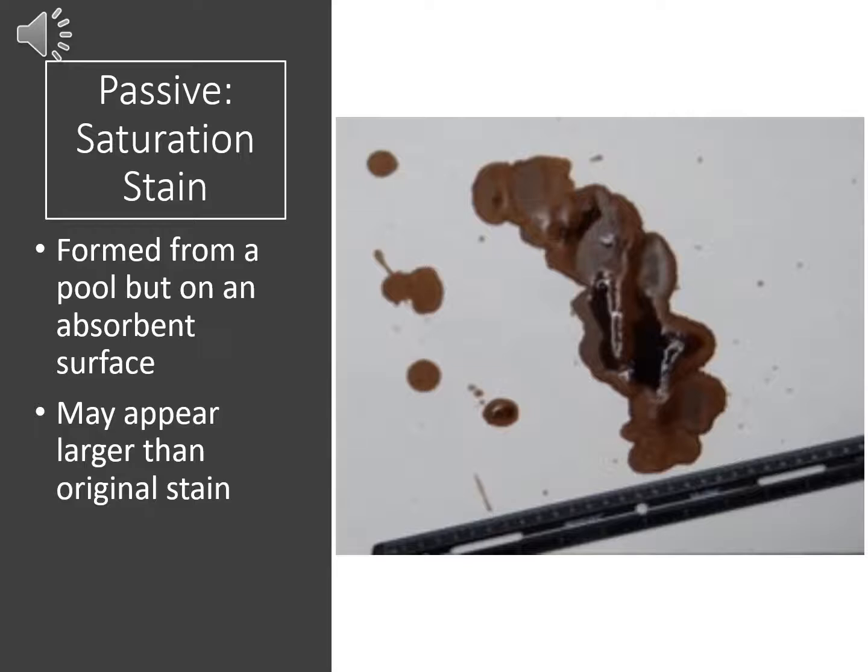If it was a non-absorbent surface, then it's likely to stay a pool for much longer, and even when it evaporates, it's still going to have the pooling characteristics, whereas on an absorbent surface, it's going to be wicked away a bit out in a way to give a larger appearance stain that's going to dry much faster.